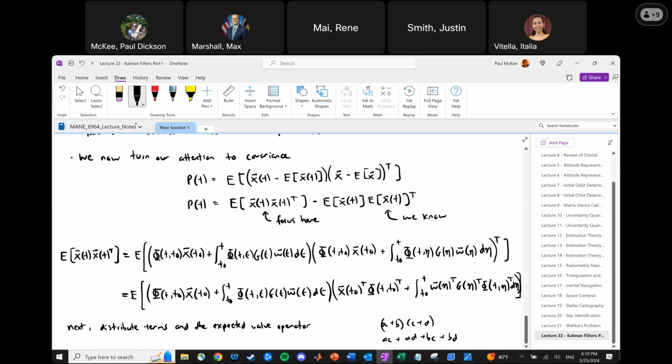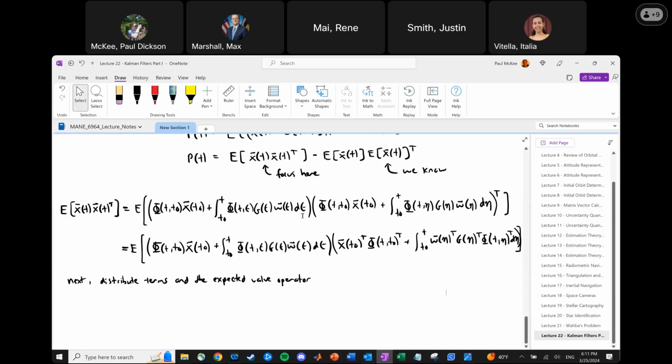And simultaneously, we're going to move the expected value operator to where it matters, right? The expected value operator does not care about phi, it does not care about G. It definitely cares about the state and about the noise, so everything that might have a stochastic element to it. So it's going to look like we're skipping steps here, but thankfully, things are actually about to get a little bit simpler, if you can believe it.